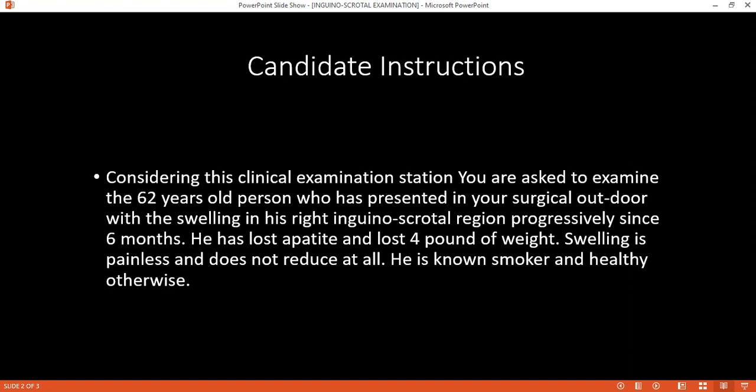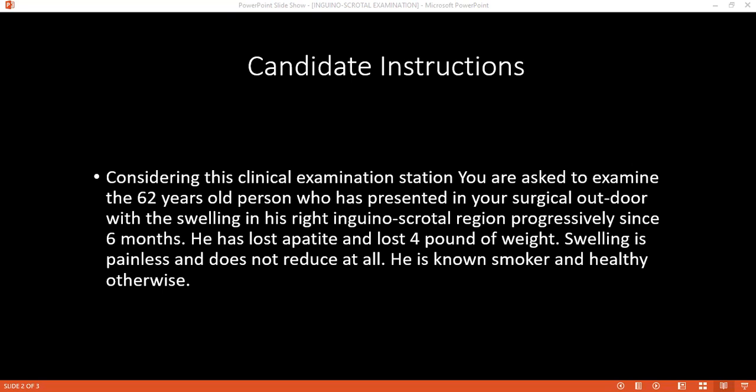Then I will also try to examine the scrotum. I will check both testes and epididymes, then the neck of the testis and the cord, and check for the neck of the scrotal swelling, whether the swelling extends to the scrotum or not, to see if it is inguinoscrotal or not. Then after all this, I will ask the patient to lie down supine.